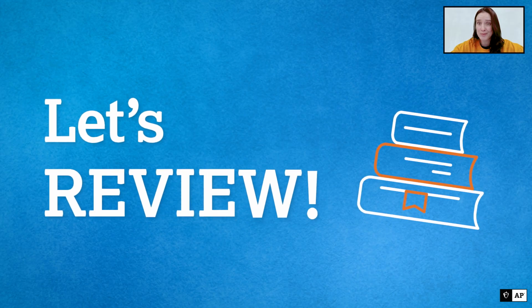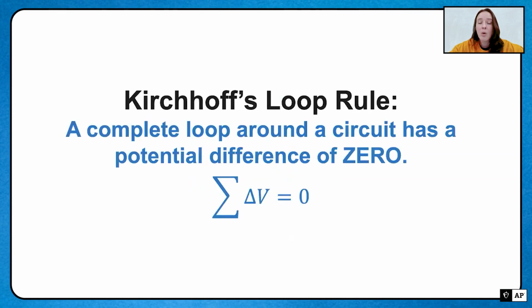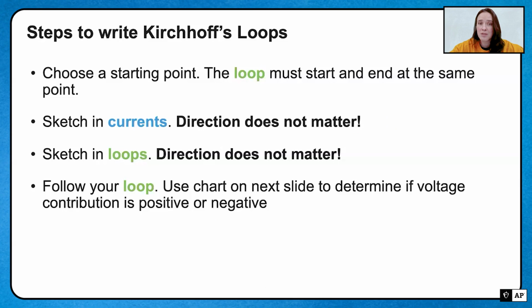Alrighty, let's review before we move on. Last time we talked about the junction rule, which basically shakes out to current going in equals the current coming out of a junction in our circuit. We also had our loop rule back in 11.6, where a complete loop around a circuit has a potential difference of 0. As a refresher, here are the steps for making our Kirchhoff loops. We choose our starting point, sketch in our currents, sketch in our loops, and then we follow our loop to add up all of our voltages.